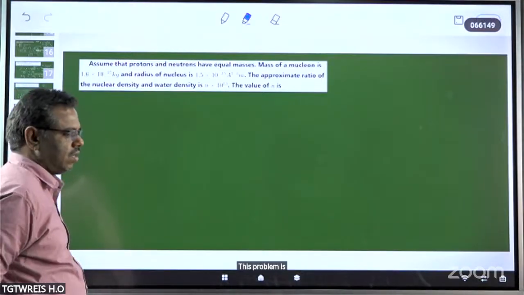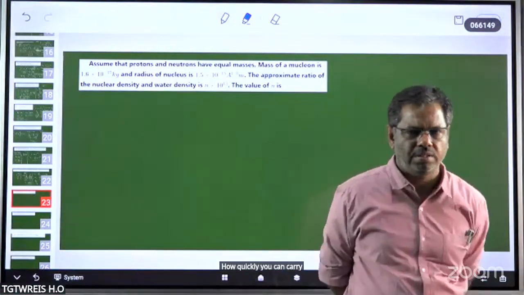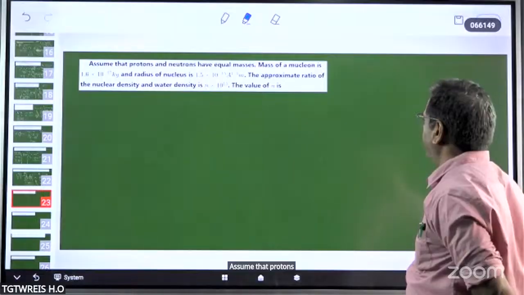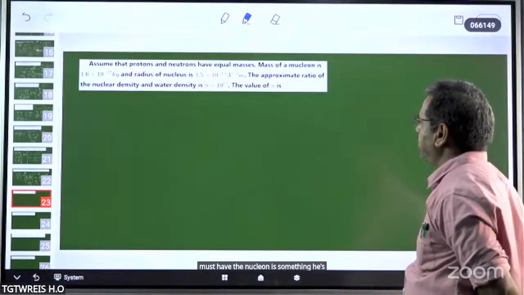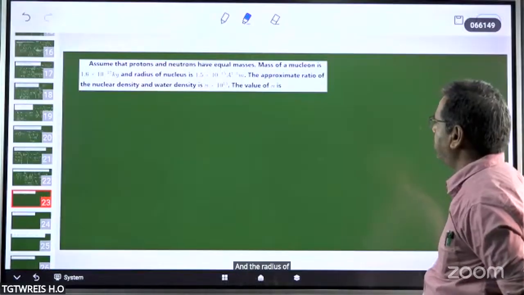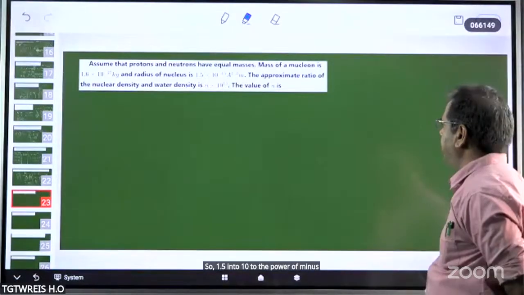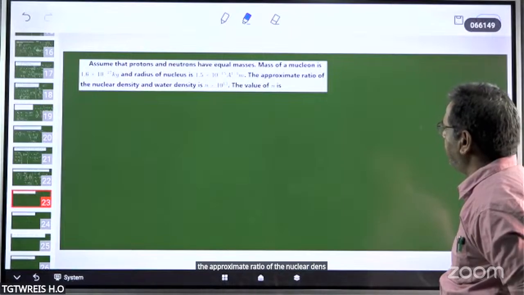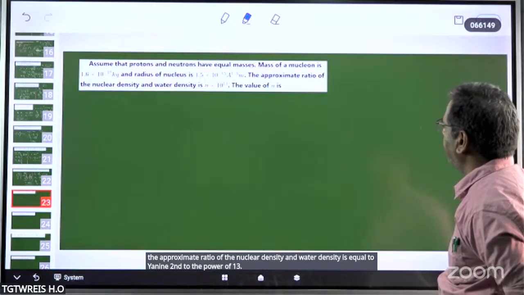This problem is based on how quickly you can calculate. That's all. The question is very simple. Assume that protons and neutrons have equal masses. The mass of a nucleon is given to you as 1.6 into 10 to the power of minus 27 kilograms, and the radius of the nucleus is also given: 1.5 into 10 to the power of minus 15 A to the power 1 by 3 meter. The approximate ratio of nuclear density to water density is n into 10 to the power of 13. What is the value of n?